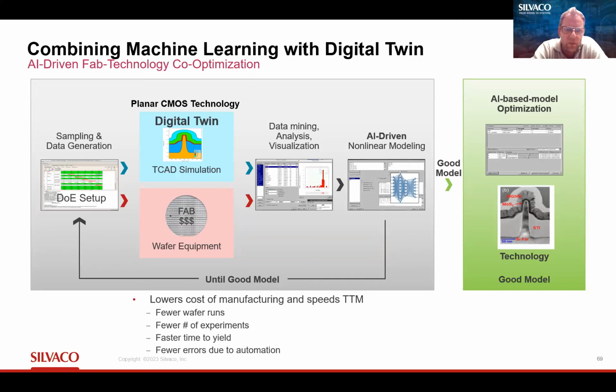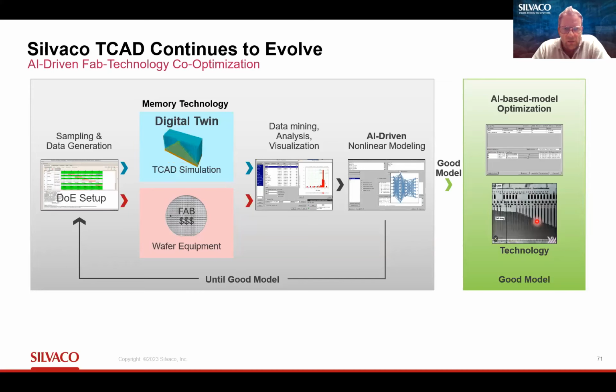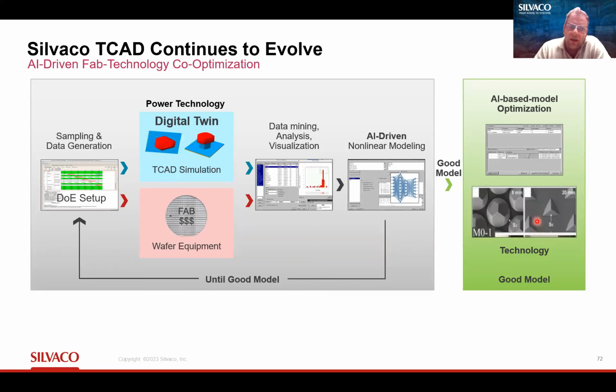And that's really the idea behind the scene here. And you can see the idea, digital twin technology, that's what is happening in reality. And this solution is kind of technology agnostic. So you can do it for planar CMOS, for advanced technology, for memory technology, and even for process specific process recipe.